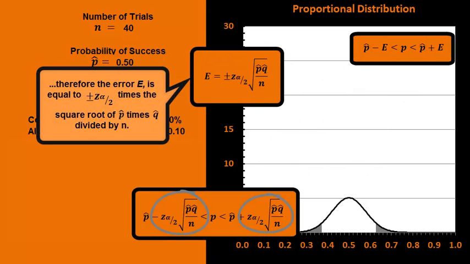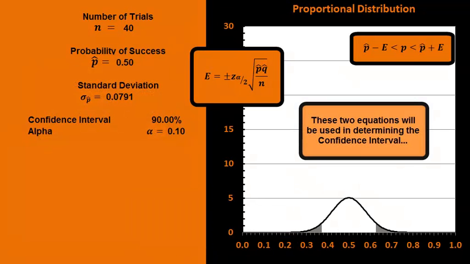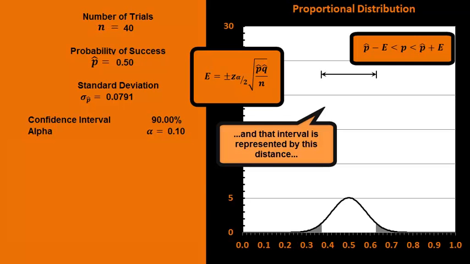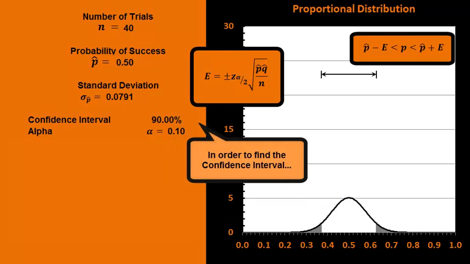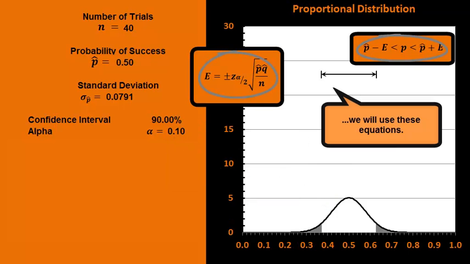Therefore, the error E is equal to plus or minus z of alpha over 2 times the square root of p times q divided by n. These two equations will be used in determining the confidence interval. And that interval is represented by this distance. And this distance also represents the interval that contains 90% of the area under the normal distribution. In order to find the confidence interval, we will use these equations.